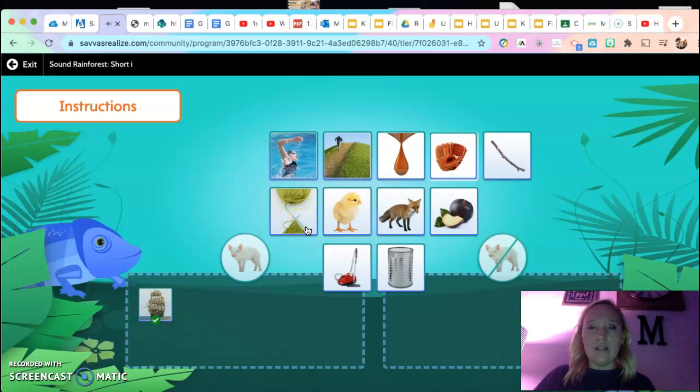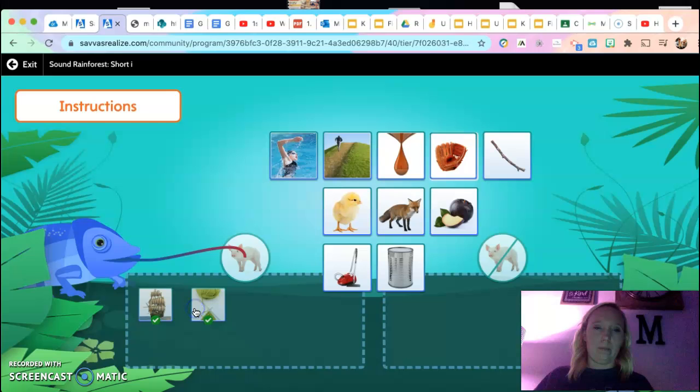Let's look at another word. Knit. Say the word knit. Does knit have the same I sound as the word pig, or does it not? It does have the same middle sound, so we're going to drag it underneath the pig. Knit. Good job.